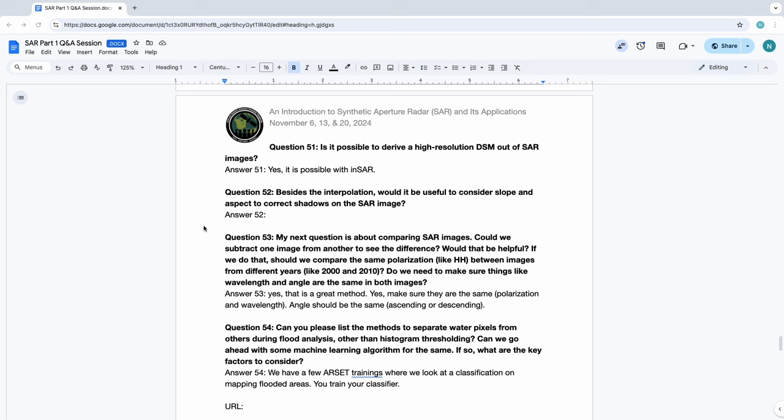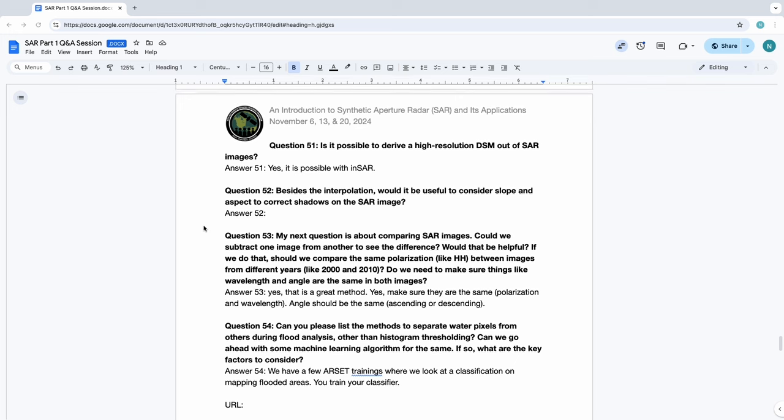Yes. Okay, so if you want to do an image difference, you want to use the same polarization because the information content between different polarizations is different, right? So if you want to look at the difference between time A and time B, use the same polarization. And you want to use the same wavelength, and the angle should be the same in both images. Ideally, you're doing the difference with images from either ascending passes or descending. Again, if it's a flat area, it shouldn't be such a big thing, but I would stick to either ascending or descending. All right, one more.